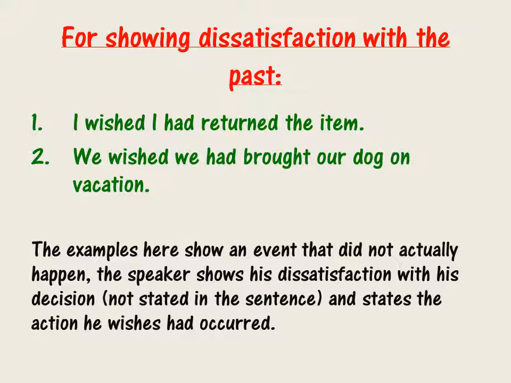The examples here show an event that did not actually happen. The speaker shows his dissatisfaction with his decision, which is not stated in the sentence, and says that he wishes that action had occurred. So this is how a dissatisfaction sentence will use a past perfect tense.